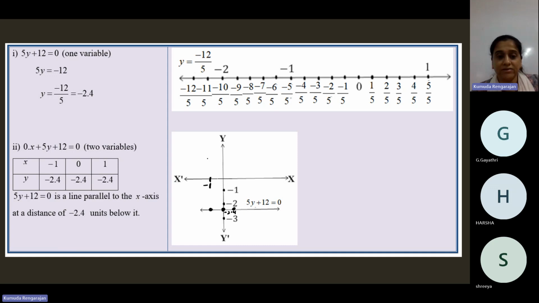They will not lie like this. They'll not be like this. That means you're wrong. If it is a linear equation in two variables x and y, the 3 points can be connected by the same straight line. If you're not able to, that means we've gone wrong somewhere in plotting or in solving.